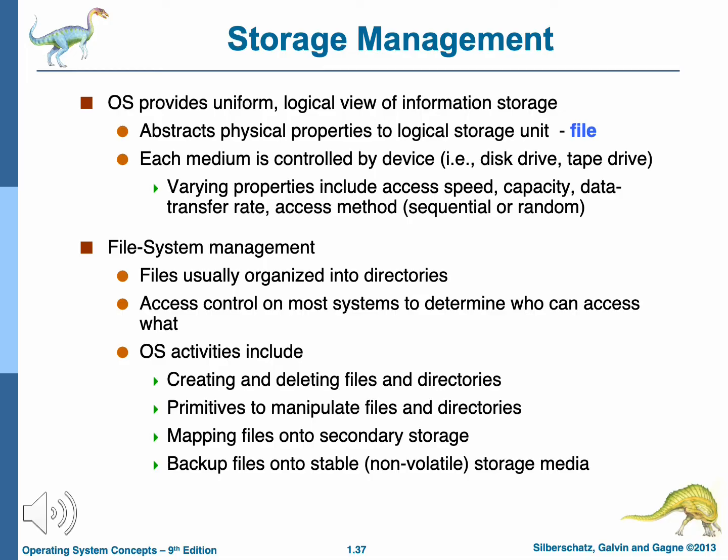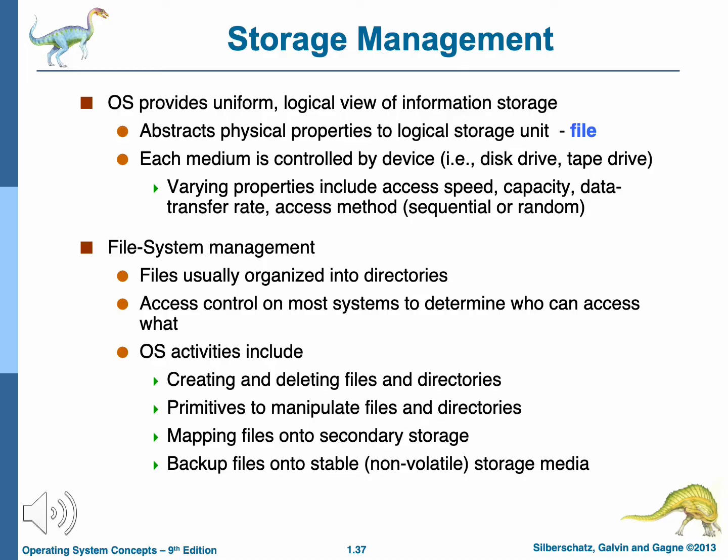A file is a collection of related information defined by its creator. Commonly, files represent programs, both source and object forms, and data. Data files may be numeric, alphabetic, alphanumeric, or binary. Files may be free-form, for example text files, or they may be formatted rigidly, for example fixed fields. Clearly, the concept of a file is an extremely general one.